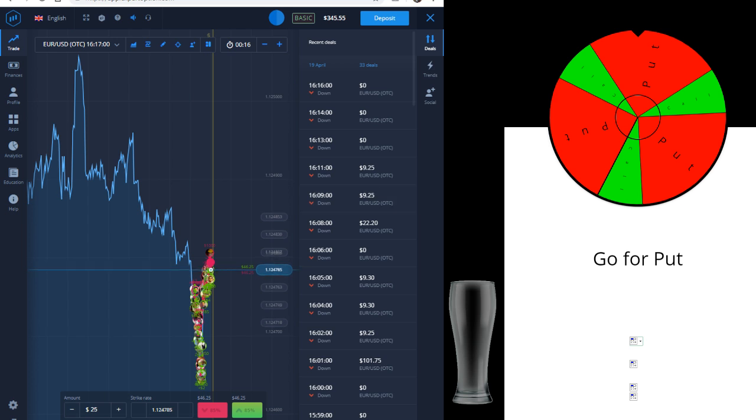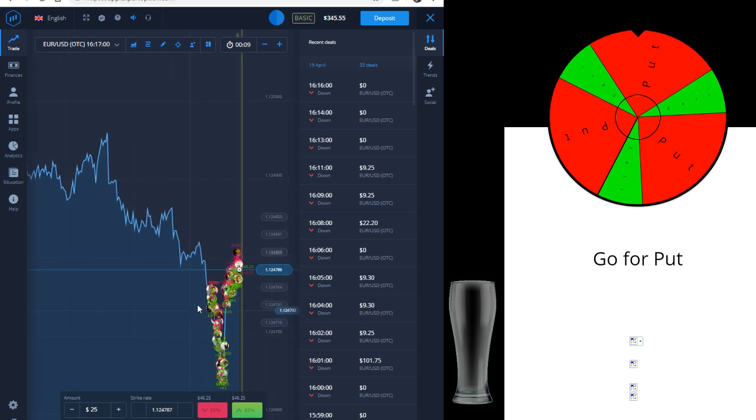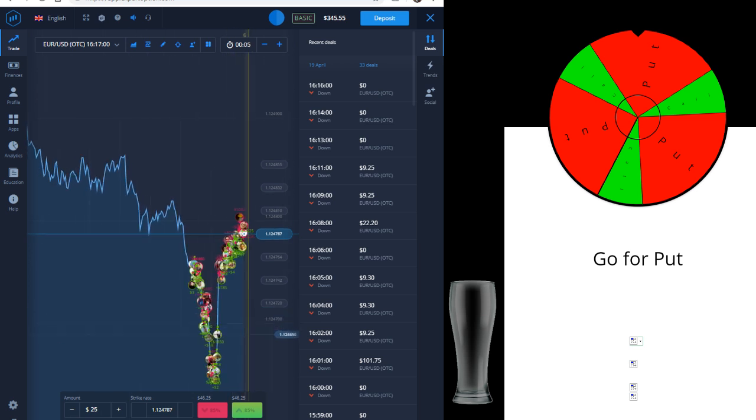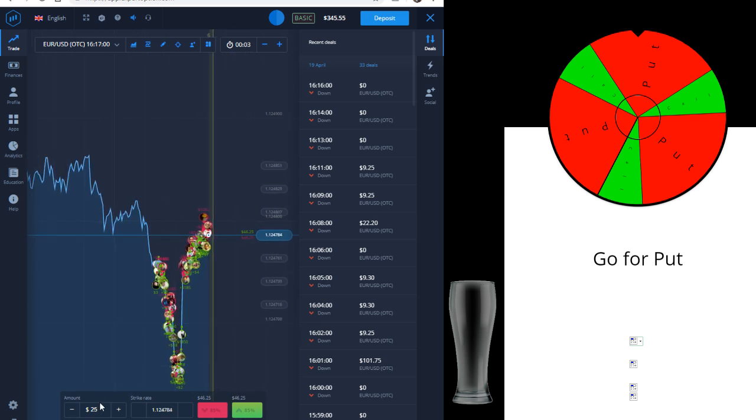Okay, so what is happening here? Okay, that didn't go well. I need to zoom in and see what's going on. Okay, I have to increase the amount to 55. I'm gonna go with my favorite direction.